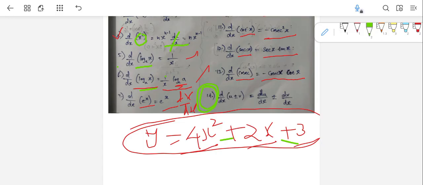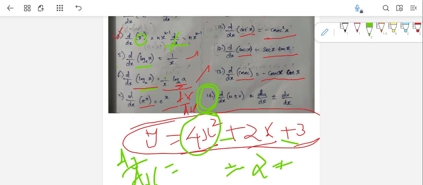So if y is 4x square plus 2x plus 3, you can find dy by dx. You can differentiate this 4x square separately, plus or minus whatever may be. You differentiate the 2x separately, and we will get 2. Then plus or minus, the same sign you need to use. If it is plus, here also plus. Differentiation of 3 is 0.